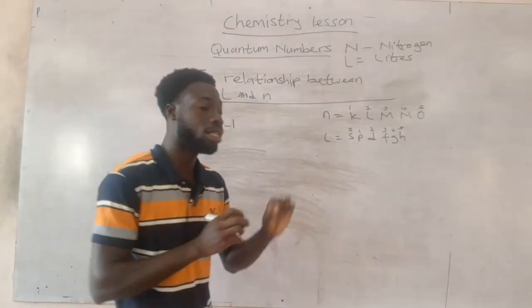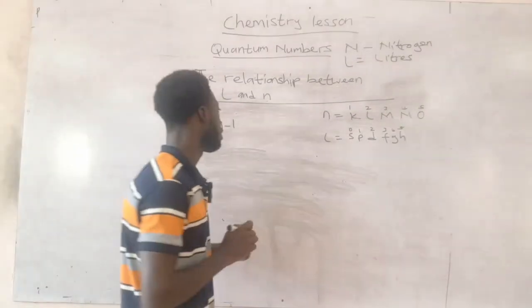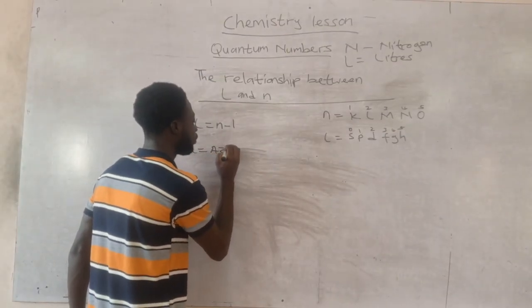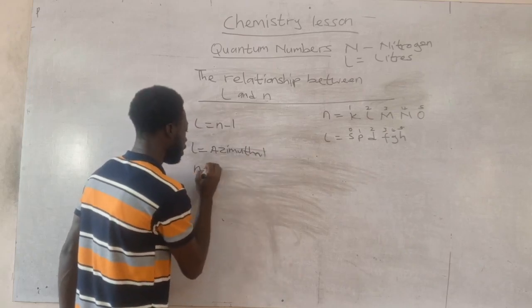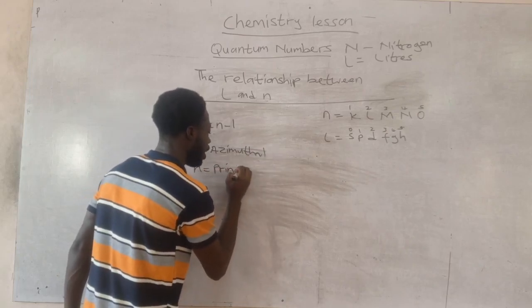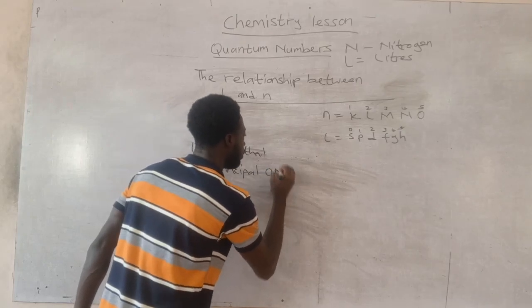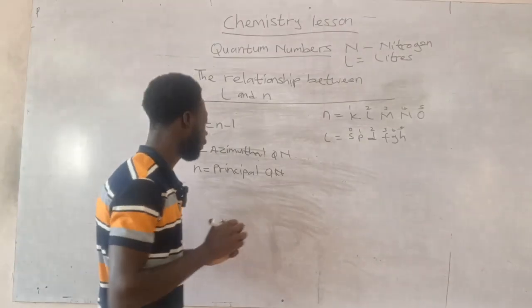So for solving this, we use a formula called l is equal to n minus 1. Is that right? Here l is the azimuthal quantum number, and n is the principal quantum number, right? All right, so let's solve the first question.